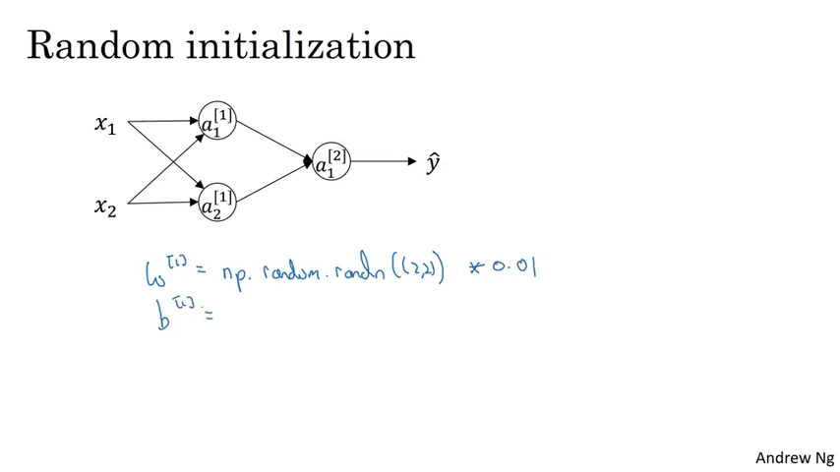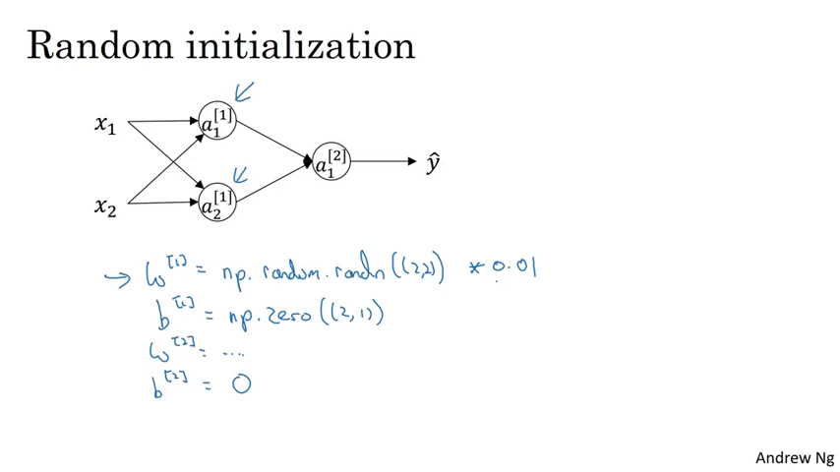And then b, it turns out that b does not have this symmetry problem, what's called the symmetry breaking problem. So it's okay to initialize b to just zeros, because so long as W is initialized randomly, you start off with the different hidden units computing different things, and so you no longer have this symmetry breaking problem. And then similarly for W2, you can initialize that randomly, and b2, you can initialize that to 0.